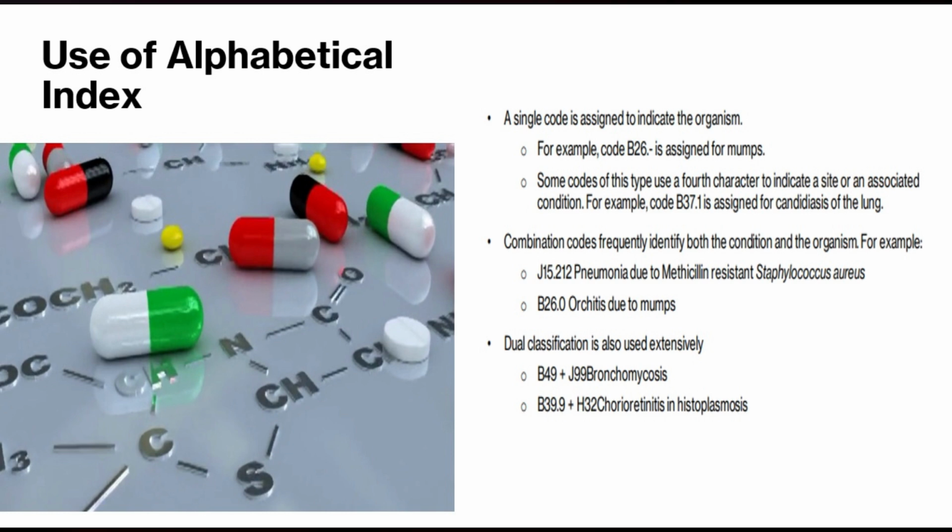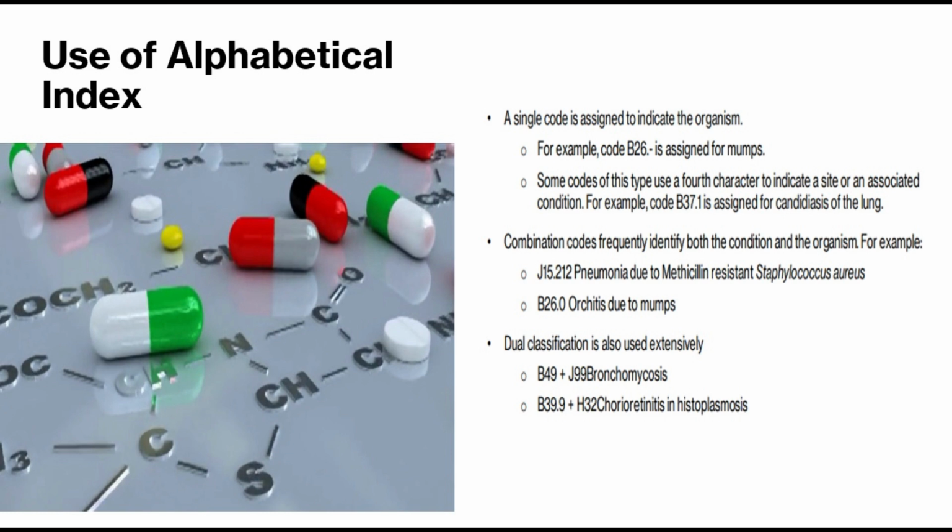Combination codes frequently identify both the condition and the organism. For example, J15.212, pneumonia due to methicillin-resistant Staphylococcus aureus. B26.0, orchitis due to mumps.